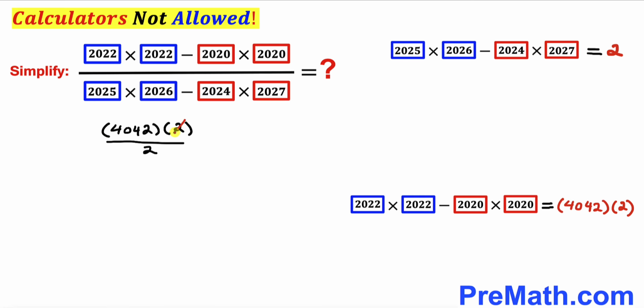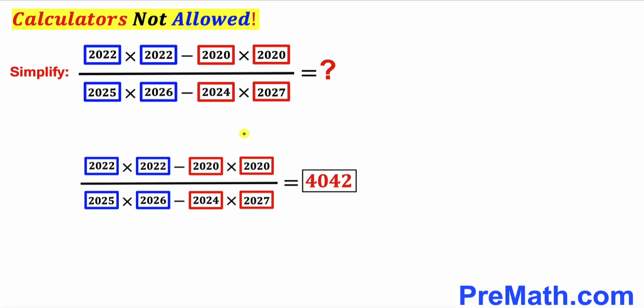And now we can see 2 and 2 cancel each other out. So our whole expression simplifies to 4042. So after all the calculations and manipulations, this whole expression simplifies to 4042. And that's our final answer.